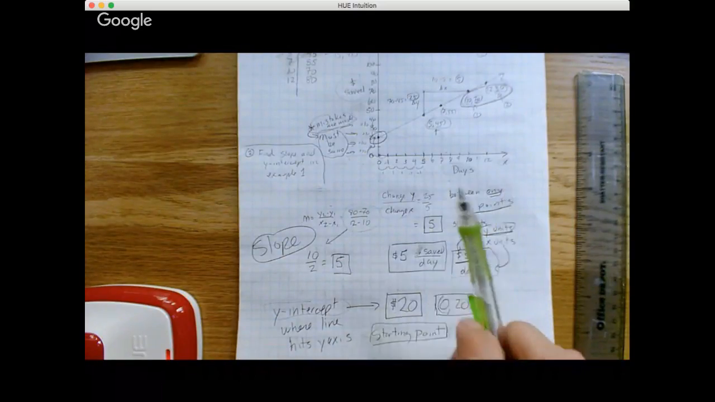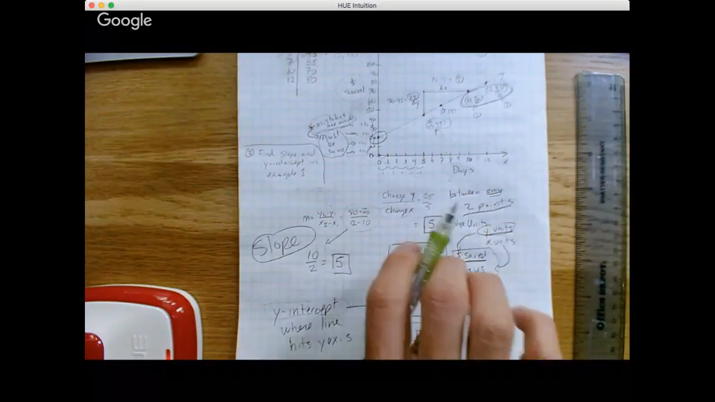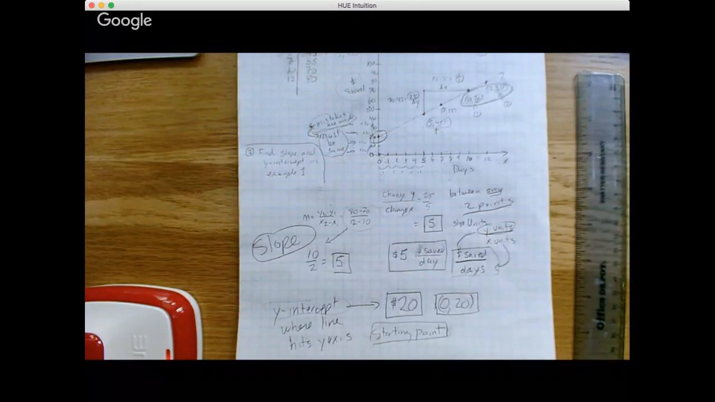All right, so that's all we're going to do here on our document camera. Now we're going to move into some other concepts that we did in class today. But hopefully this all makes sense. We're going to come back to this slope formula in a little bit and do some more calculations on slope.